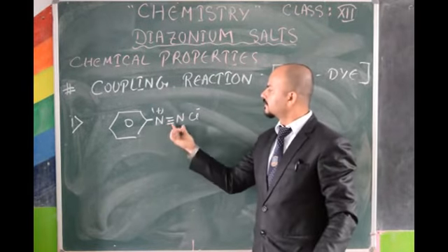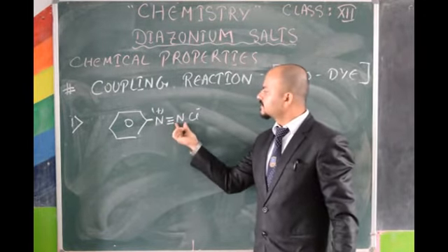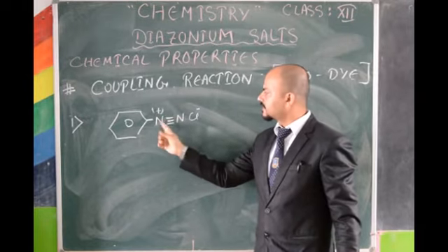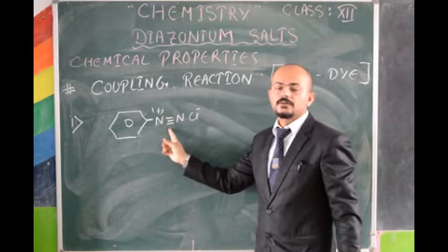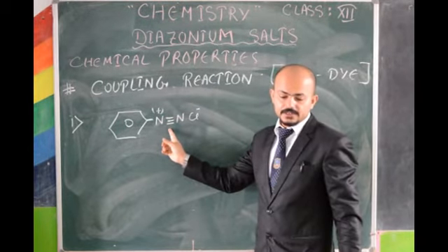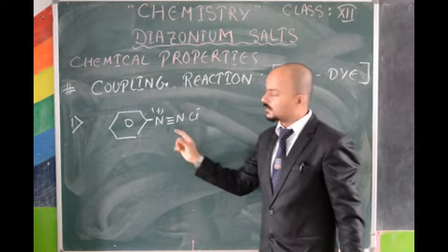But here the valency of this nitrogen has to be maintained. Therefore, nitrogen and nitrogen form a triple bond. Please don't forget this part. Okay. Now we will be writing in this form.